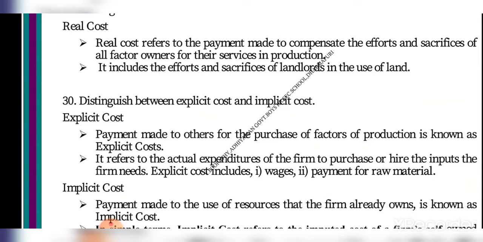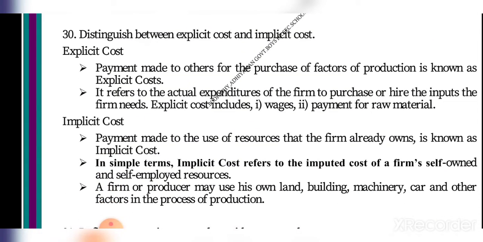It refers to the actual expenditures of the firm to purchase or hire the inputs the firm needs. Explicit cost includes what things? Wages, payment for raw material. All these are bought from outside, isn't it? Implicit cost means what is staying inside the concern.